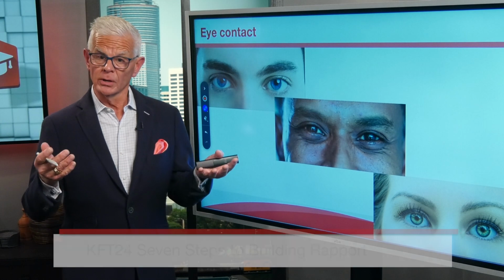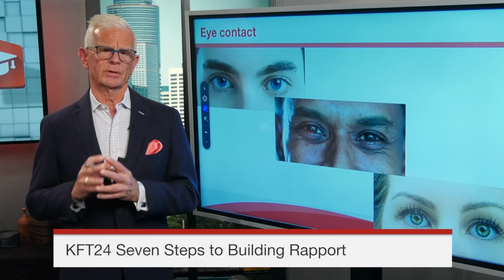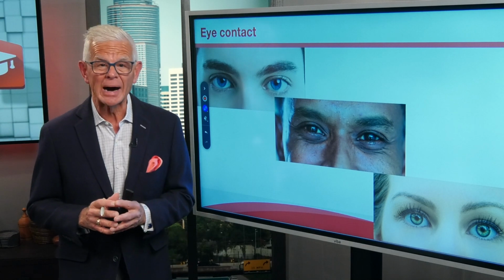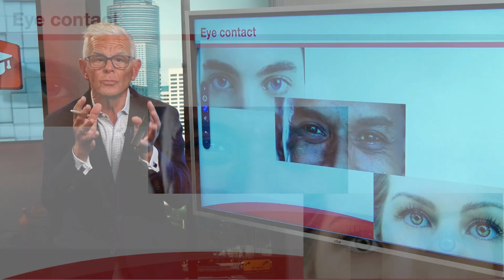Now, we have a video called 7 Steps to Building Rapport. And what I'd like to do now is just focus on 2 of the critical skills. And the first one is eye contact. How do you know when you're engaged with somebody? They look at you. They look into their eyes.